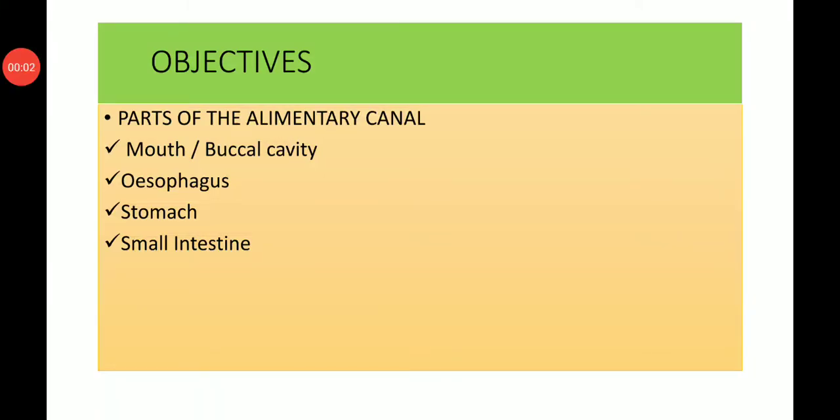Hello students, today in this biology class we will be dealing with the morphology of the human digestive system, where we will be discussing the parts of the alimentary canal like the mouth and the buccal cavity, the esophagus, the stomach, the small intestine and the large intestine and the anus.